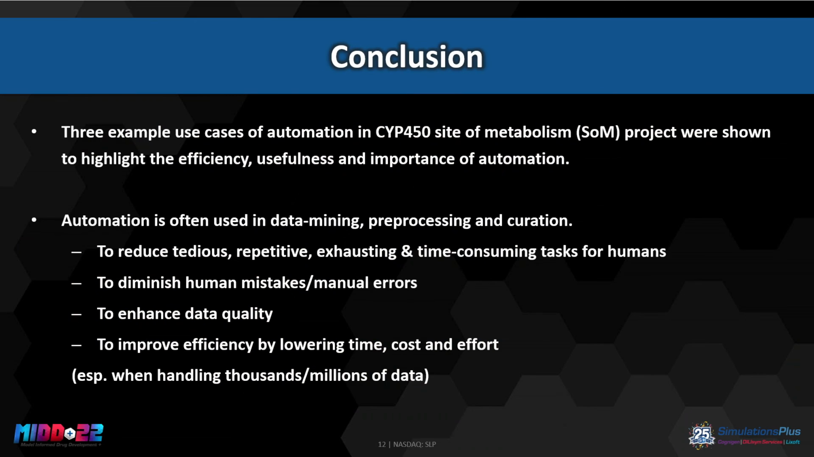To conclude, I have shown 3 example use cases of automation from the cytometabolism project to highlight the efficiency, usefulness, and importance of automation. We often use automation in data mining, preprocessing, and curation to help with the workload. The goal is to reduce tedious, exhausting, and time-consuming tasks, basically to ease the strain and burden on humans, to diminish human errors and mistakes, to enhance data quality, and of course, to improve efficiency by saving time, money, and effort.